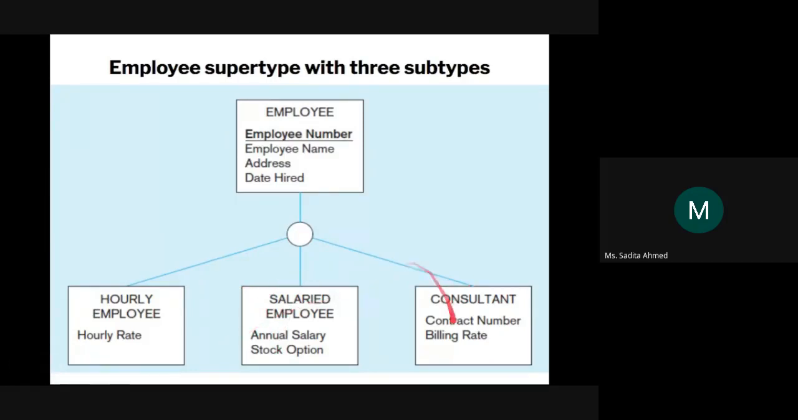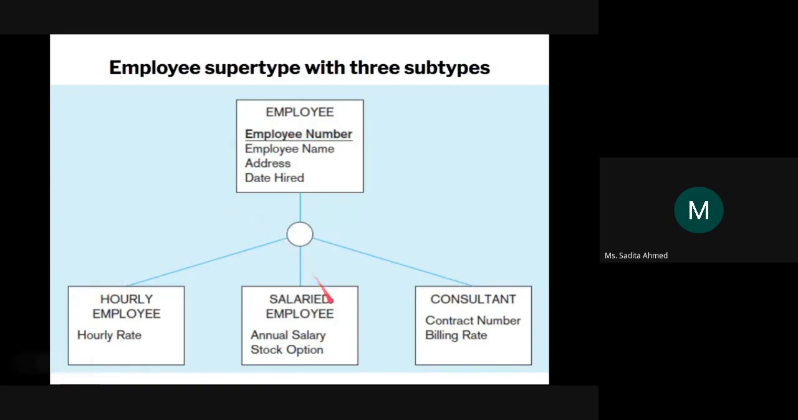Why don't the subtypes have a primary key? Why doesn't hourly employee have a primary key? Why don't salaried employee or consultant have a primary key? Why not? Which one is the primary key in this entire image? Can anyone of you tell me that? Employee number. How do we know that? Bold and one underline. That's right. Bold and solid underline tells us that employee number is the primary key.